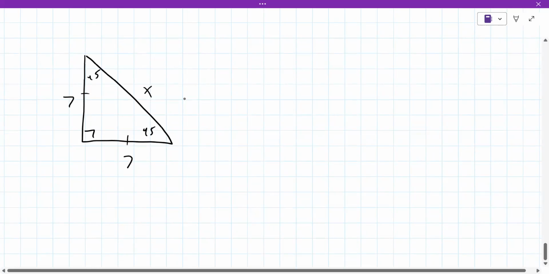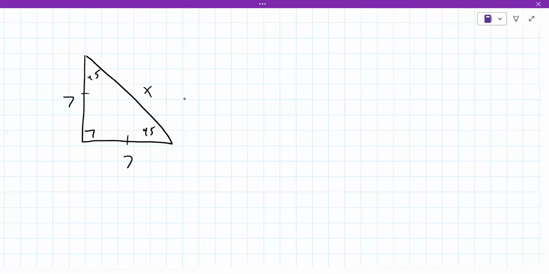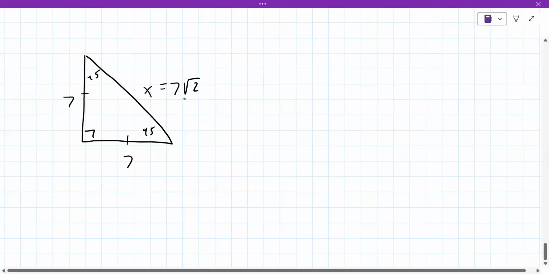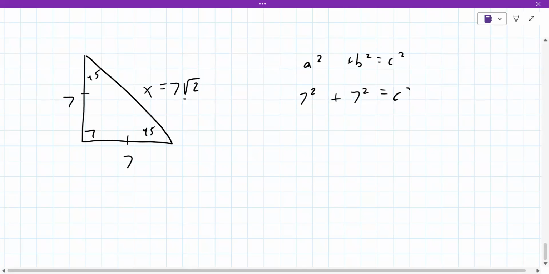Is it x root 2? It is, but what is x in this problem? What does x refer to? 7. Yes. So the hypotenuse is 7 root 2. Very good. Now, if you forget this, if you do 7 squared plus 7 squared equals c squared, you get 98 equals c squared, and you work that out, you get 7 root 2. You would say, oh, I should have known that, right? That's what sometimes happens.